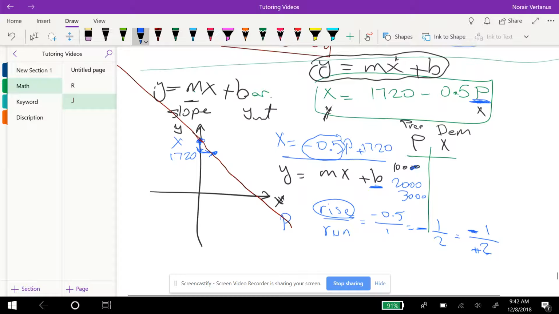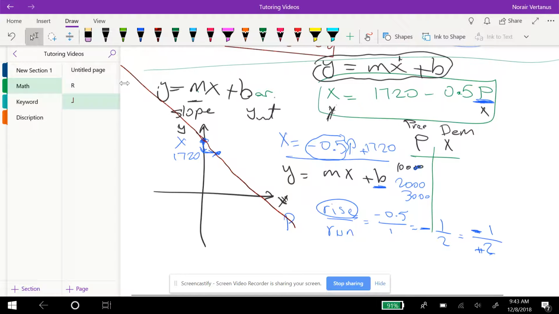So let's continue with the equation. It says X is equal to 1,720 minus 0.5 P, an example of a linear equation in two variables. So the variables are P and X. They ask, why is the coefficient of P negative?